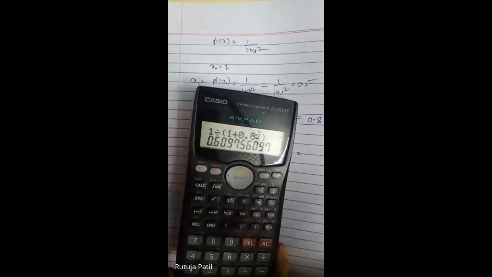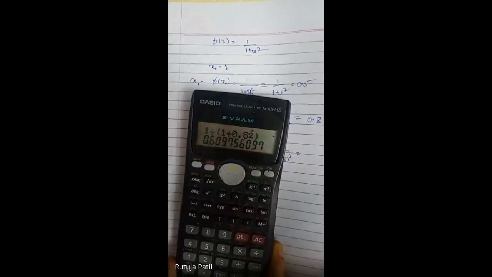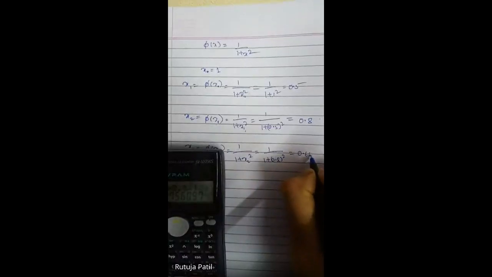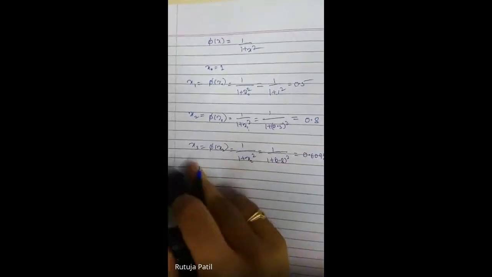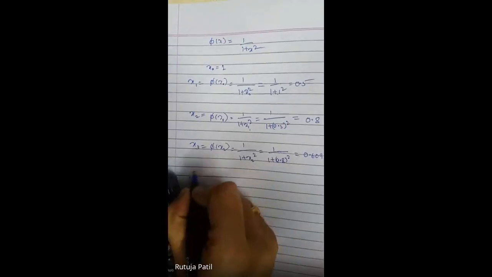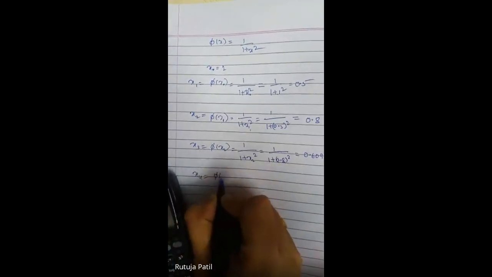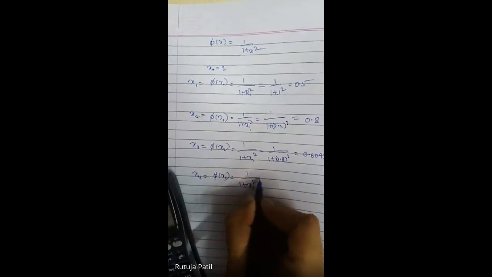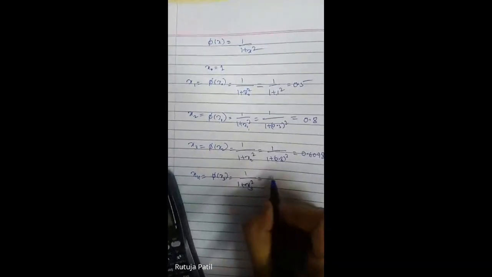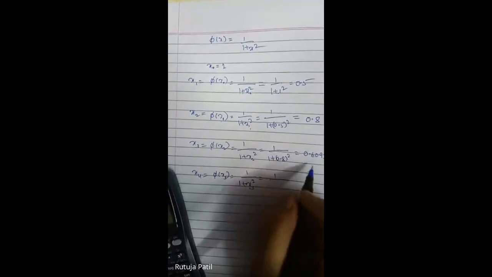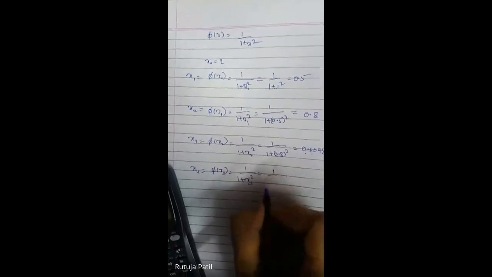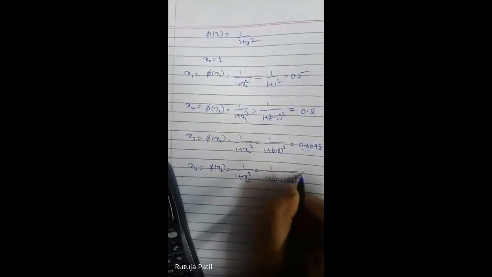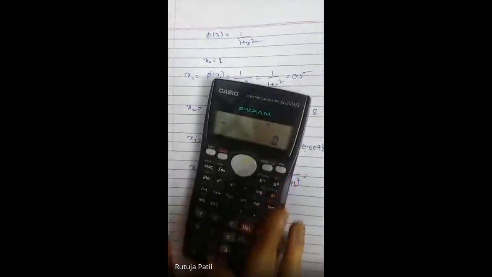So how much do we have? 0.6098. Okay, now next, we are done with the 3 iterations. The fourth iteration: psi of x3, 1 divided by 1 plus x3 square. So 1 divided by 1 plus x3, where x3 is 0.6098, right? So 1 plus 0.6098 square. So take the calculator and do it.